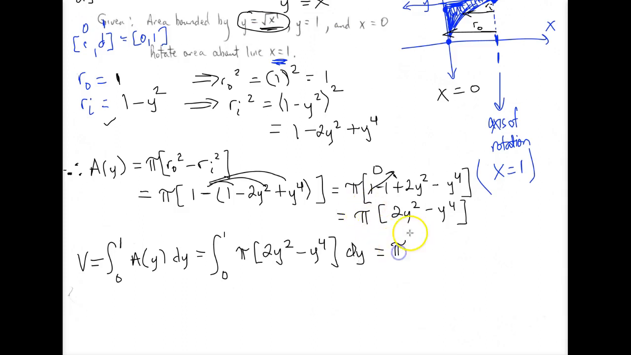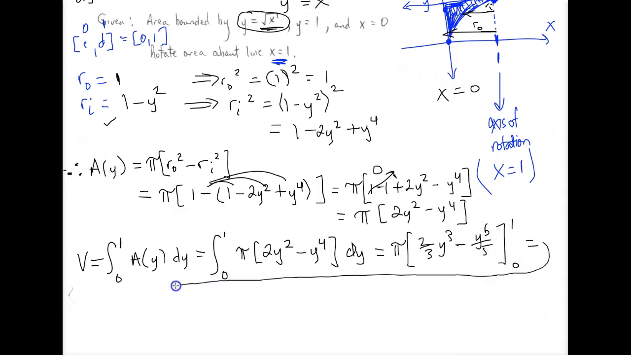So we just stick pi on the outside. The antiderivative of y squared is just y cubed divided by 3. So that ends up giving us 2/3 y cubed minus, antiderivative of y to the fourth is y to the fifth divided by 5. And all that will be evaluated from 0 to 1. So we'll come here and finish it out.